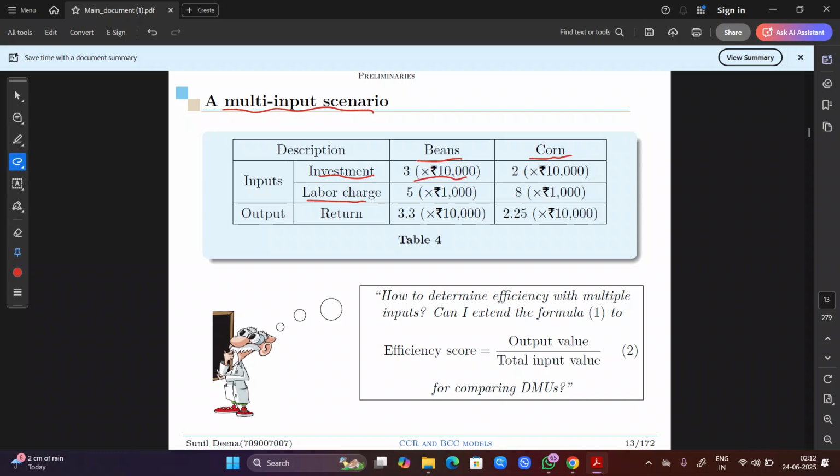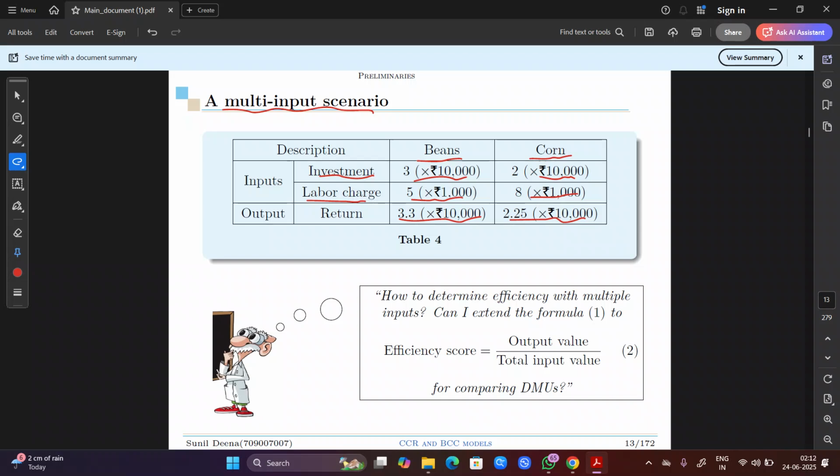In investment, the first input is also for beans. It is currency. For corn, also currency, and the unit is in 10,000. For labor charge, the type is the same, that is currency only, but the unit is 1000. For return, the type is currency only, but the unit is 10,000.